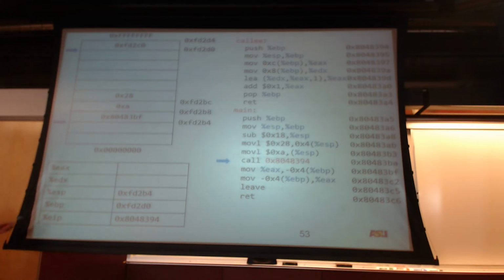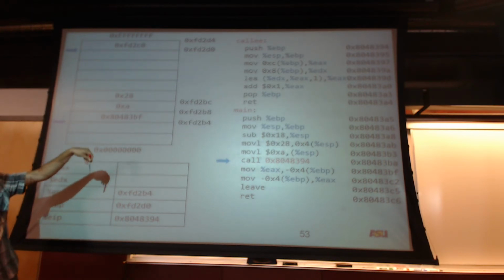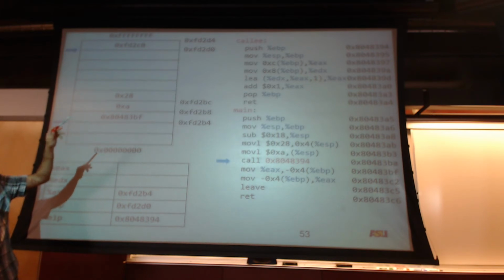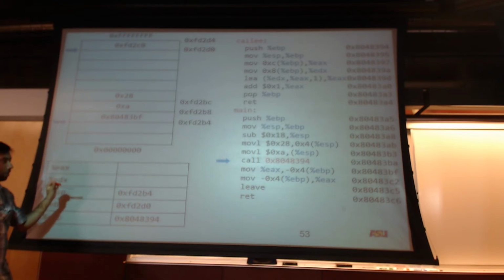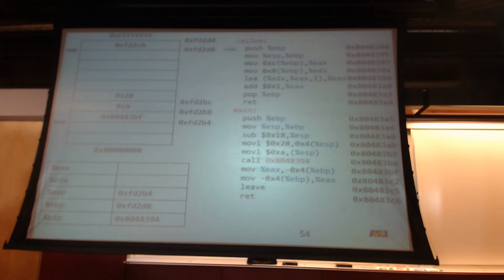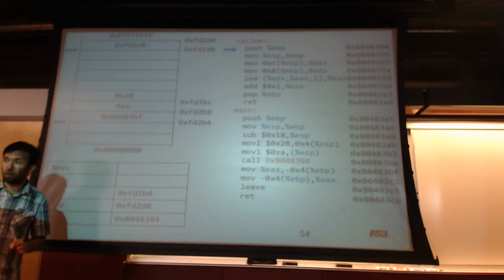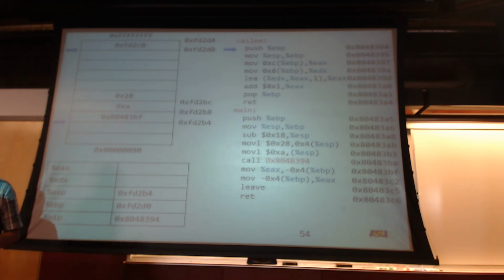Then the next thing it does is that it updates the instruction pointer to the address of the first line of code of callee. And once you have that in the instruction pointer, basically the program counter directly goes there. Right? So these are all the functions of call.